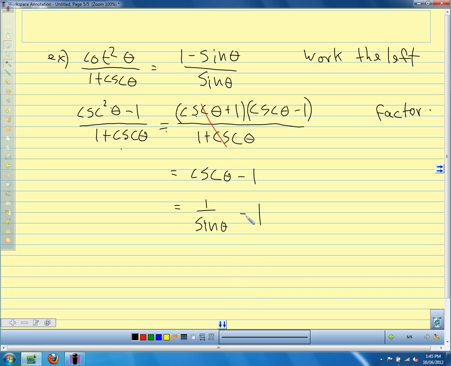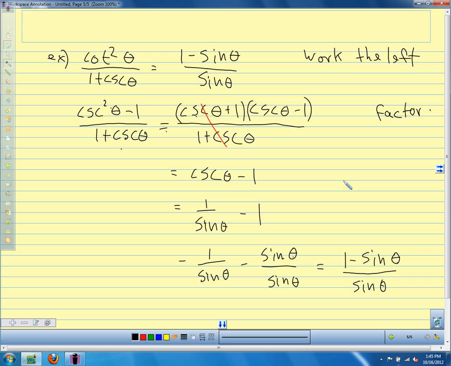And now to combine these into one fraction, I need a common denominator. So my common denominator is sine theta. So this is 1 over sine theta minus sine theta over sine theta. I'm just finding a common denominator to combine these two. And that finally equals 1 minus sine theta over sine theta. So this one we factored and canceled a term.